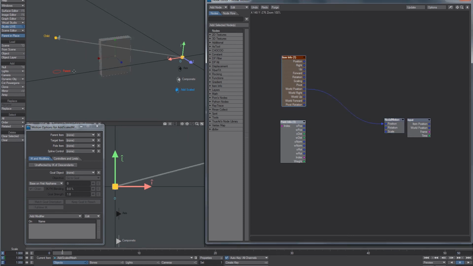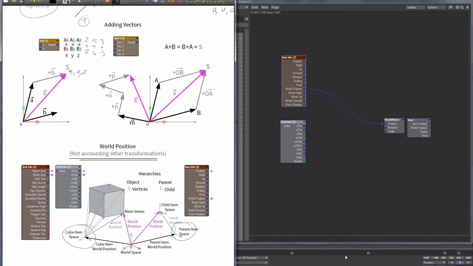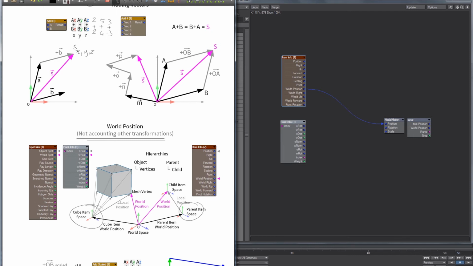Same for this one. When I rotate the parent, etc., it's still constrained. The addition was just to show and give a bit more insight about this dynamic here of local item spaces and world space and adding those together.